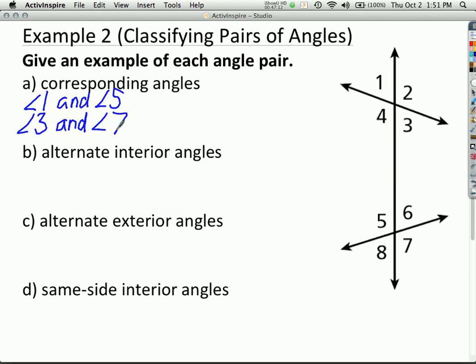Only the same people can do that. Can pick out another pair of corresponding angles. If you're having trouble focusing, just try to lift yourself up a little higher in your chair.